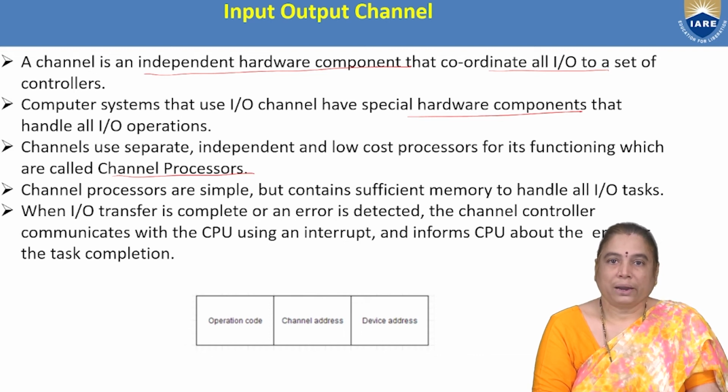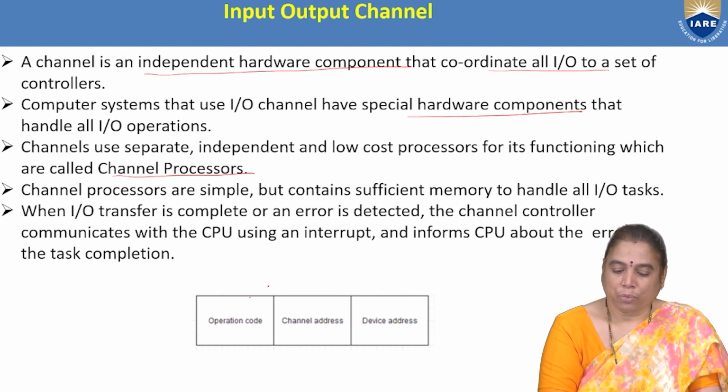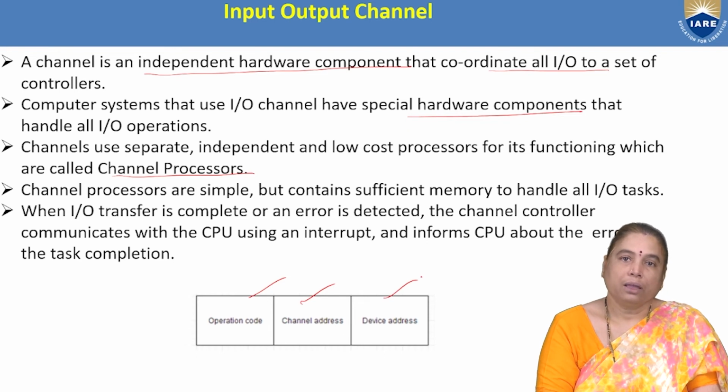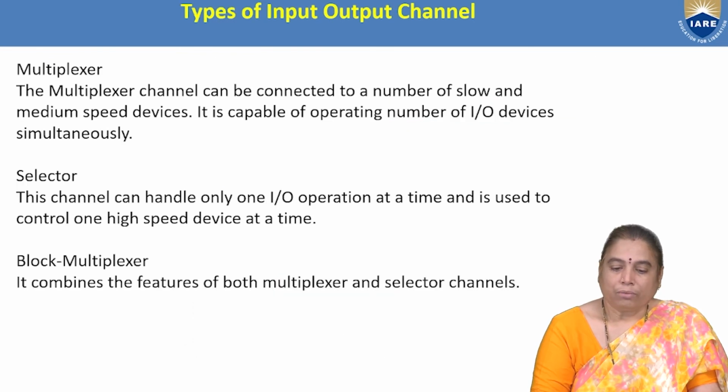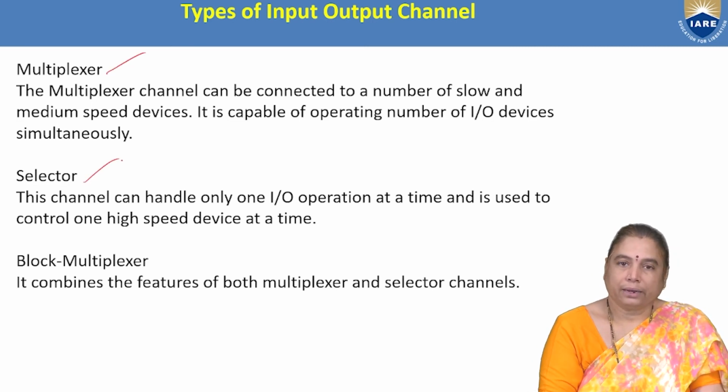For the channel, small processors are used, called channel processors, and the instruction format for this is the opcode, the channel address and the device address, which identifies the device actively involved in the transfer of the input-output operation. What are the various categories of input-output channels? There are 3 categories. One is multiplexer, second one is selector, third one is block multiplexer.